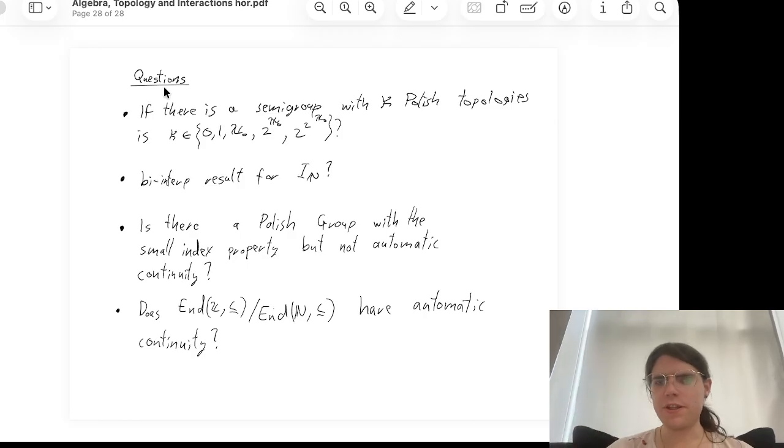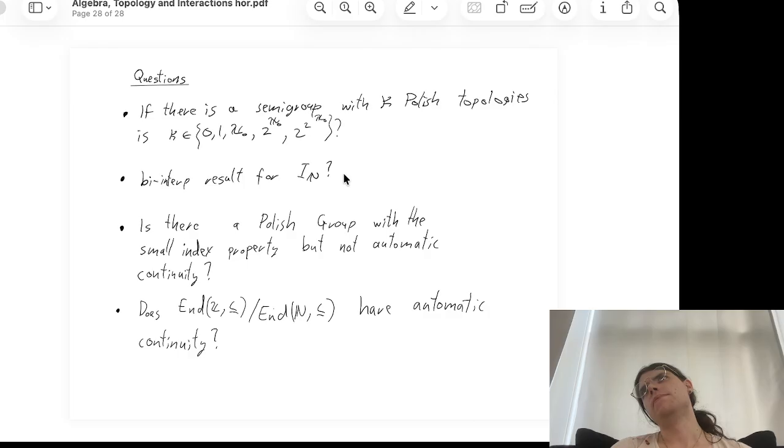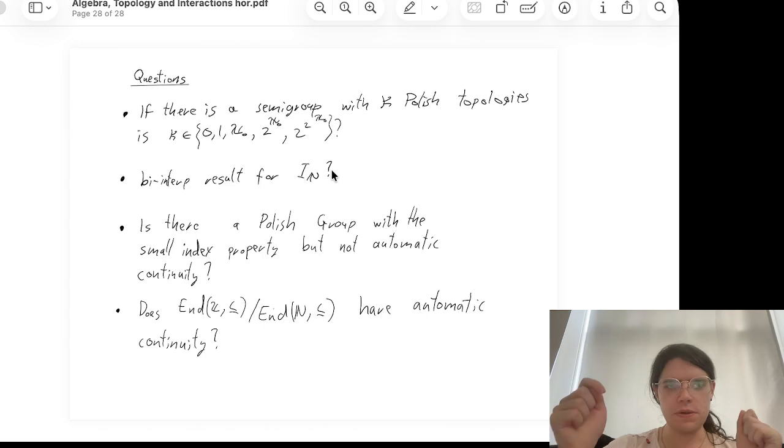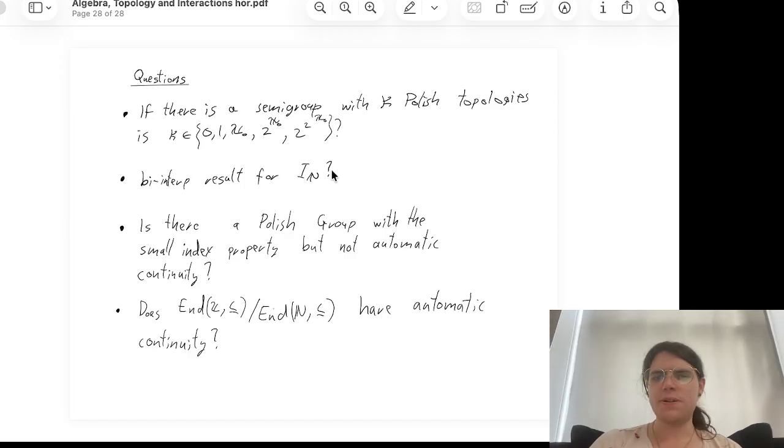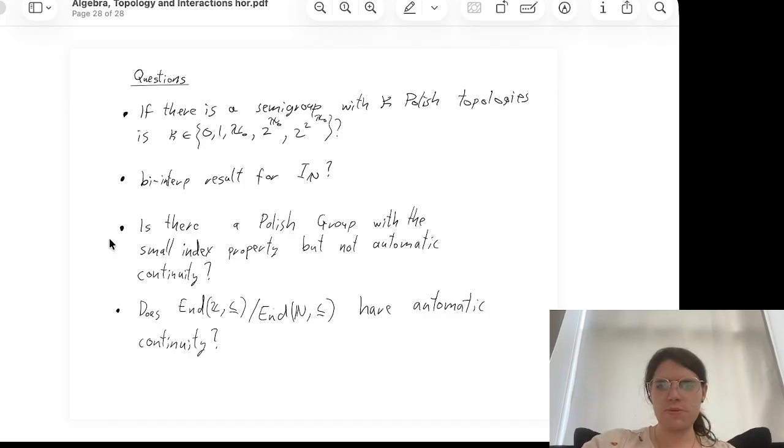And so some other questions I think are important. So I mentioned this before. If you look at the partial isomorphism moids of nice structures, and you look at those up to topological isomorphisms, is there any sort of bi-interpretability thing which corresponds to that? There's an open question that was asked a while ago, which is still not answered. Is there any Polish group with a small index property which doesn't have automatic continuity? The small index property says that every countable index subgroup is open. This is equivalent to saying that every homomorphism to the symmetric group is continuous.